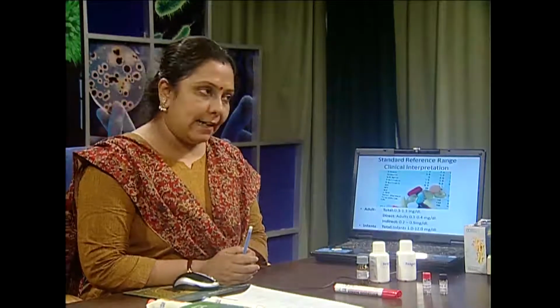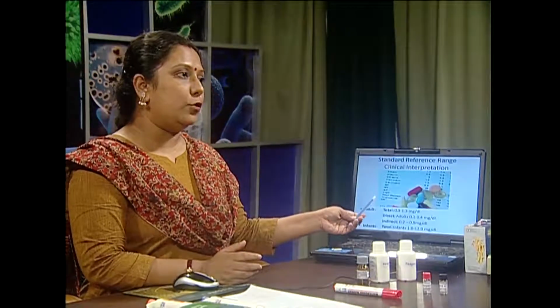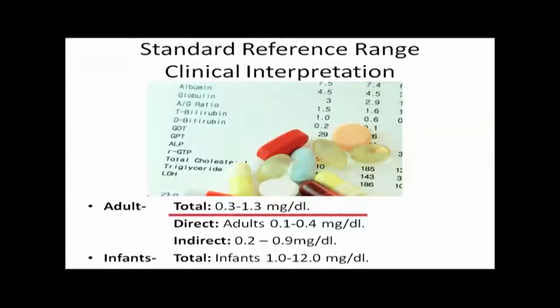In case of adults, if we get the total bilirubin value from 0.3 to 1.3 milligram per deciliter, that is actually the normal one. The direct bilirubin concentration will be, in case of adults, from 0.1 to 0.4 milligram per deciliter. In case of indirect bilirubin, for adults it will be 0.2 to 0.9 milligram per deciliter. In case of infants, the total bilirubin ranges between 1 to 12 milligram per deciliter.